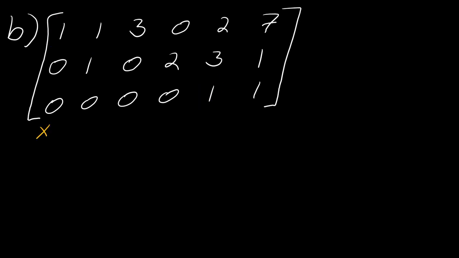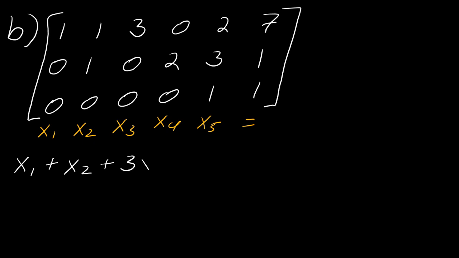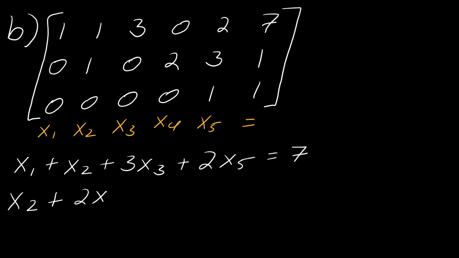And then I am going to go ahead and just label this again so that I don't forget what each variable is. And so now we can get the party started, right? So I'm just going to write out what each one of these lines means. So I'm going to have x1 plus x2 plus 3x3 plus 2x5 equals 7. And then I'm going to have x2 plus 2x4 plus 3x5 equals 1. And then I have that x5 equals 1.